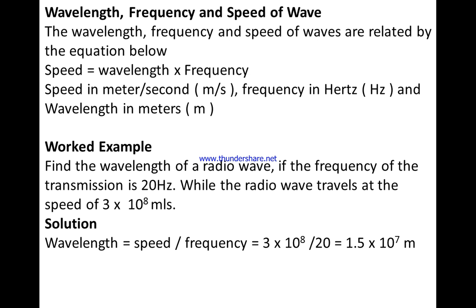Now if we have a wavelength of a radio wave, for example, if the frequency of the transmission is 20 hertz, while the radio wave travels at the speed of 3 multiplied by 10 raised to the power 8 meters per second, then the wavelength will be equal to the speed divided by the frequency, which is 3 multiplied by 10 raised to the power 8 divided by 20, giving us a wavelength of 1.5 times 10 raised to the power 7 meters. This is an example of electric transmission at high frequency. You will see that the speed is quite high indeed, and the wavelength also is very enormous.